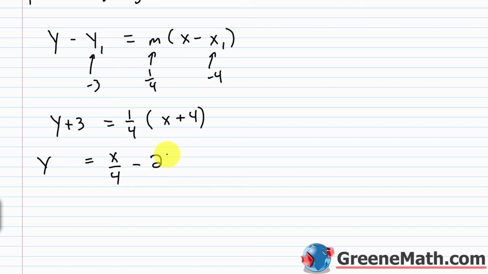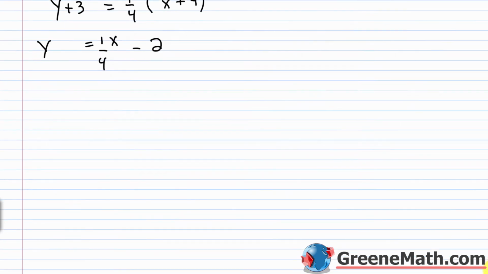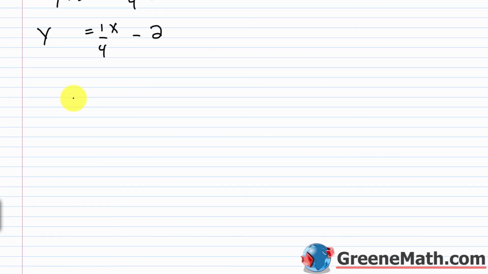So now I have the equation in slope-intercept form. y equals, and you could write it as x over 4, or you could write 1/4 times x minus 2. It doesn't matter. And I want to put it in standard form. And again, let me kind of cover that definition again. Standard form looks like this. ax plus by equals c. Again, where a, b, and c are integers, a and b are not both 0, and a is greater than or equal to 0.